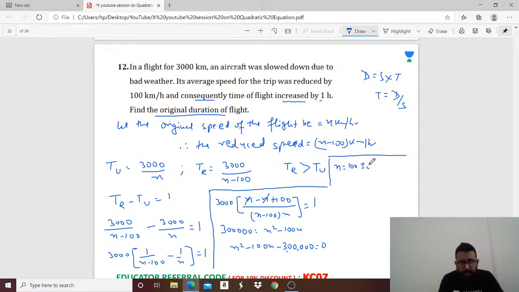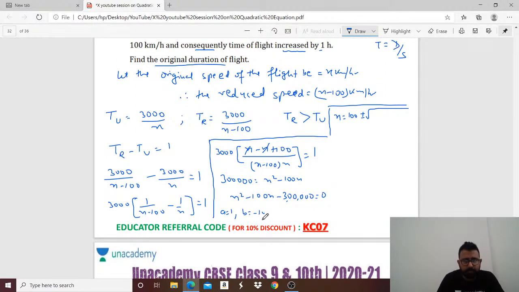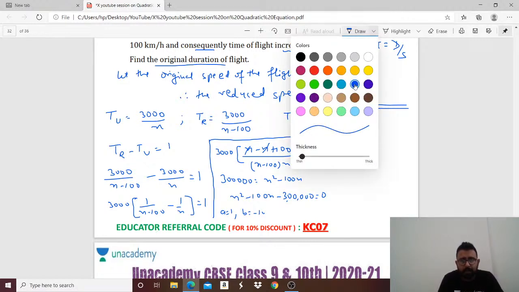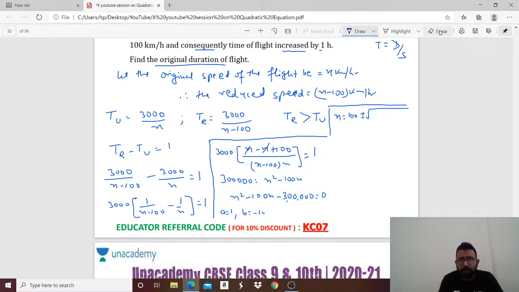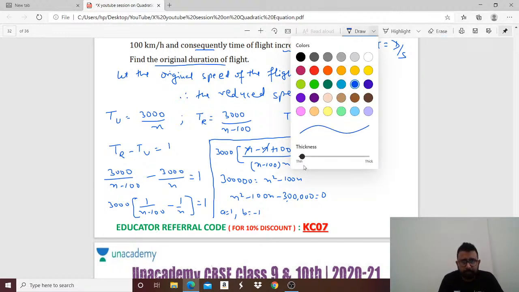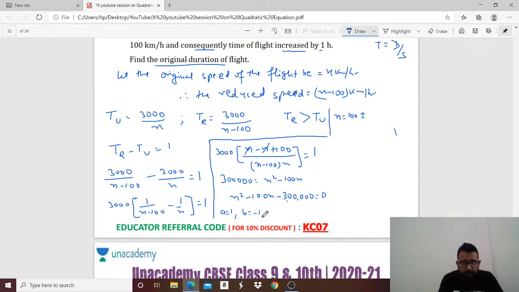So 100 plus minus square root of b square minus 4ac, because a is 1, b is minus 100. Always write this a, b, c, right? So a is 1, b is minus 100, and c is this complicated value. Splitting will be a bit difficult, so it is better to solve it by using this.